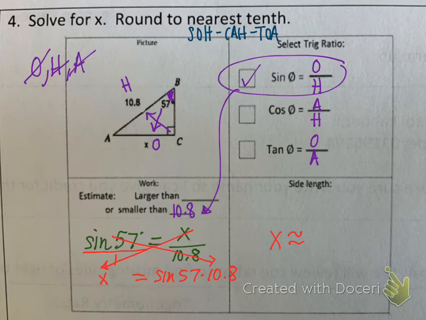So x is completely isolated, so I'm ready to type this into a calculator. So to press sine of 57, I have to press the reference angle first. So hit 57, then sine, times 10.8, equals, and I get approximately 9.1 if you round to the nearest tenth. And that is definitely smaller than 10.8.